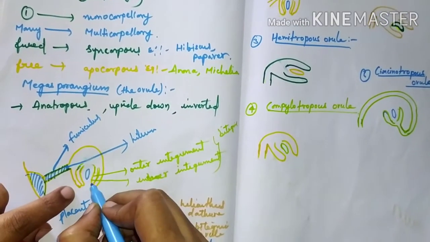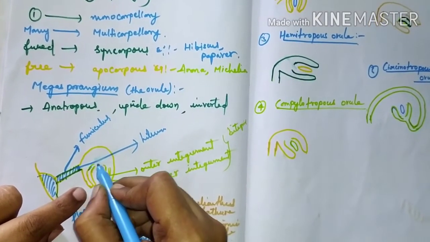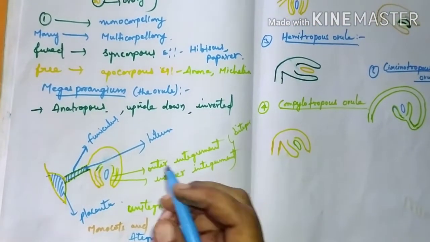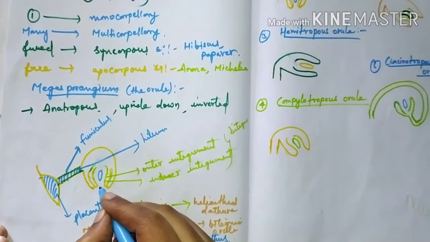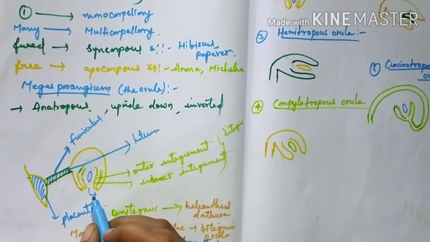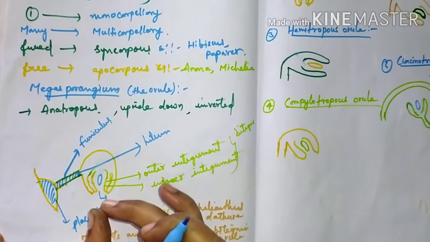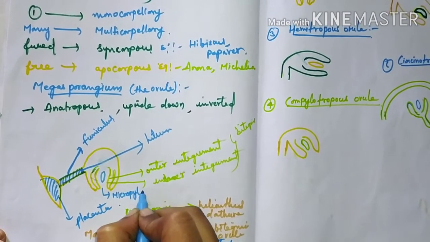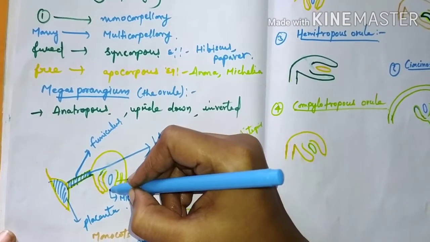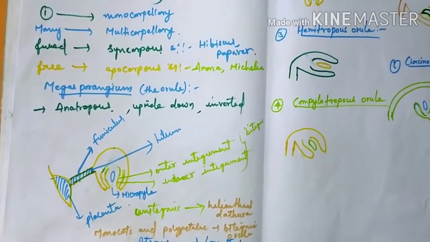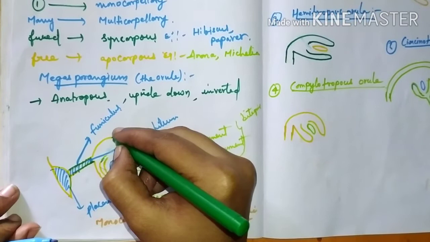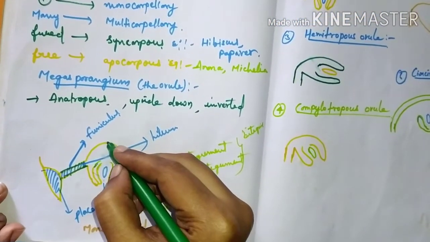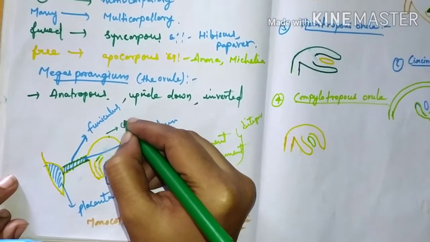So friends, this ovule consists of a protective envelope, the integuments. The small opening which you are seeing, where these integuments are not joining, is called the micropyle. And opposite to this micropyle is the basal part, because it is an inverted ovule, which is called the chalaza.